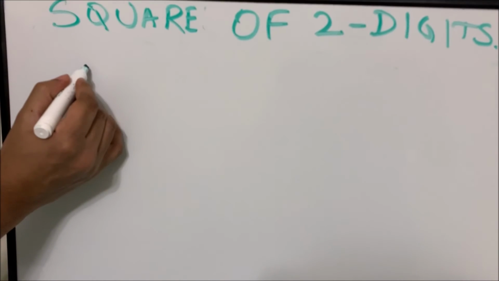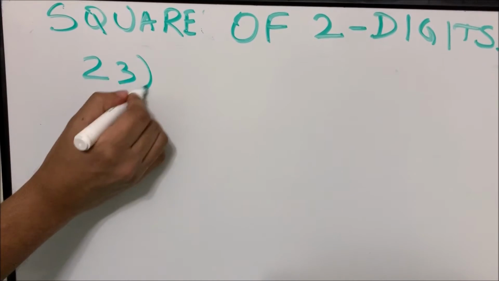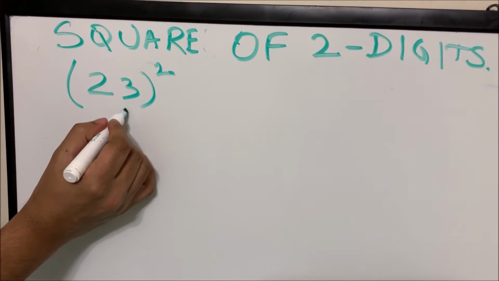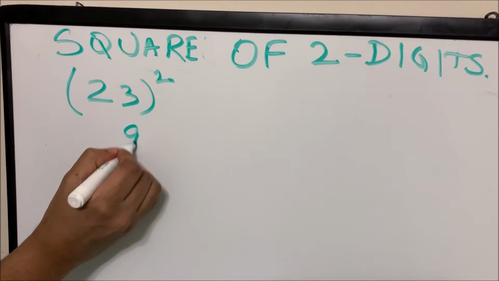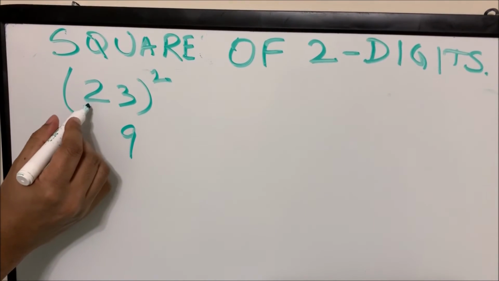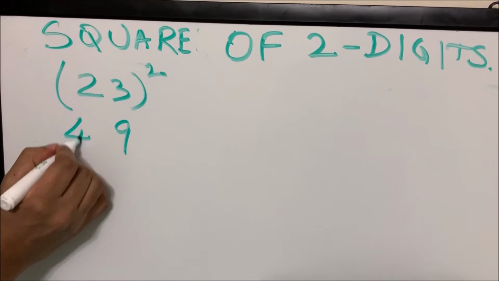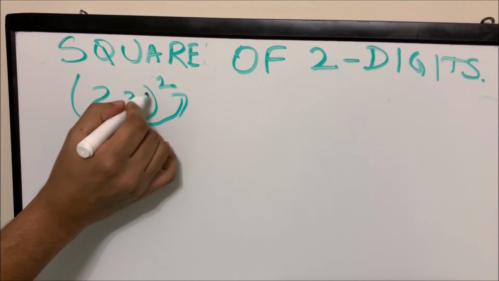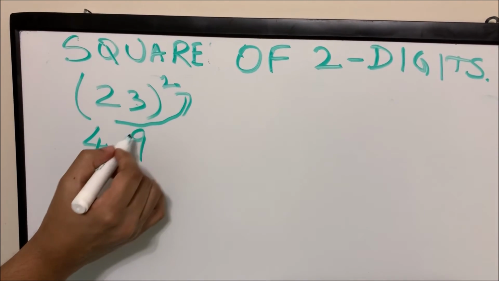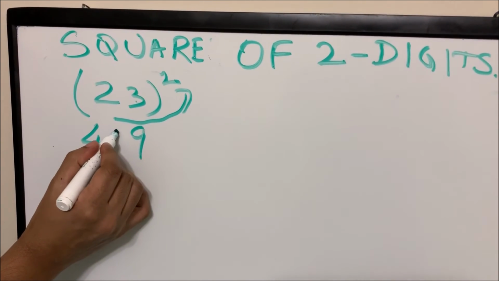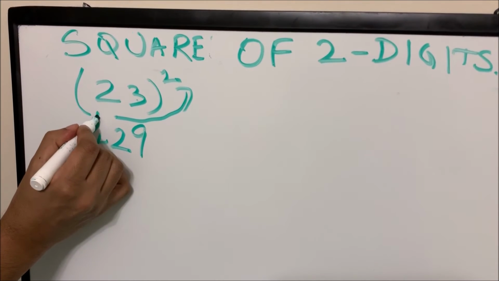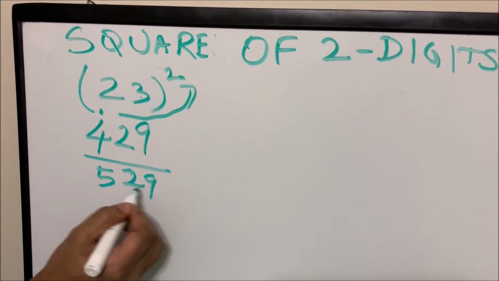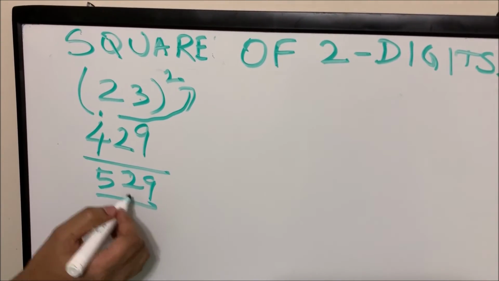Let us take an example, 23 square. For this we first square the last digit, that is 3 square is 9, and then square this digit, that is 2 square is 4, and now we multiply 2 into 3 into 2, which gives 12. So writing this 2 of that 12 here, and then carrying over the 1, 4 plus 1 is 5, total 529. 23 square is 529. So that is very easy.